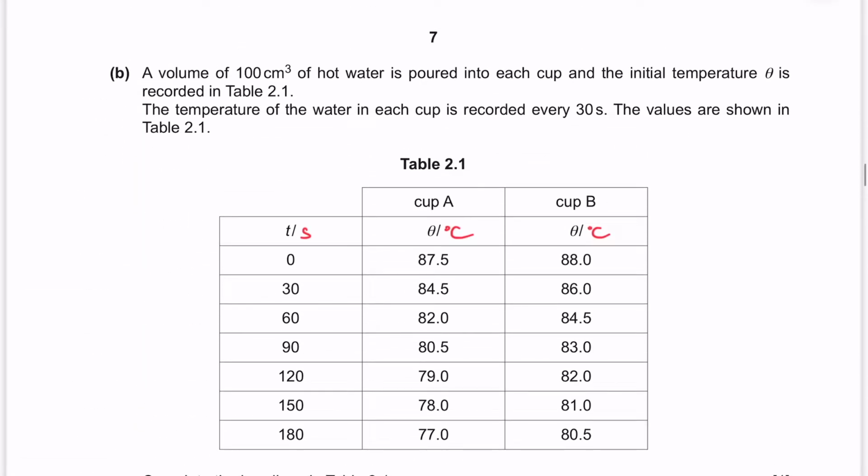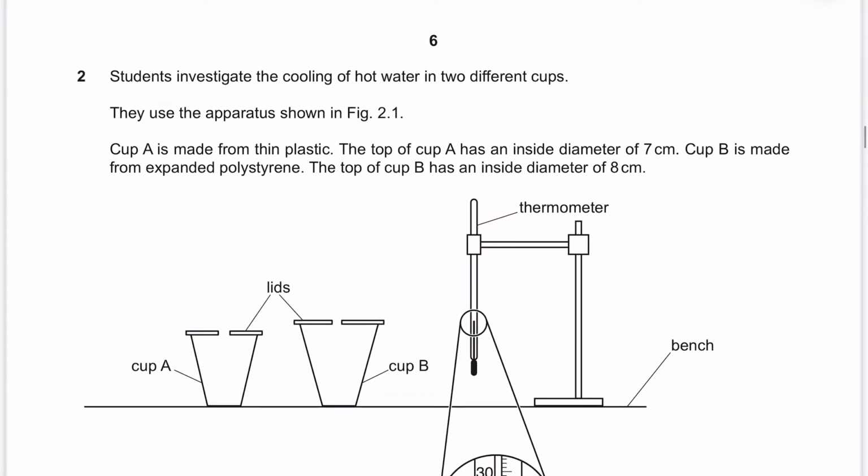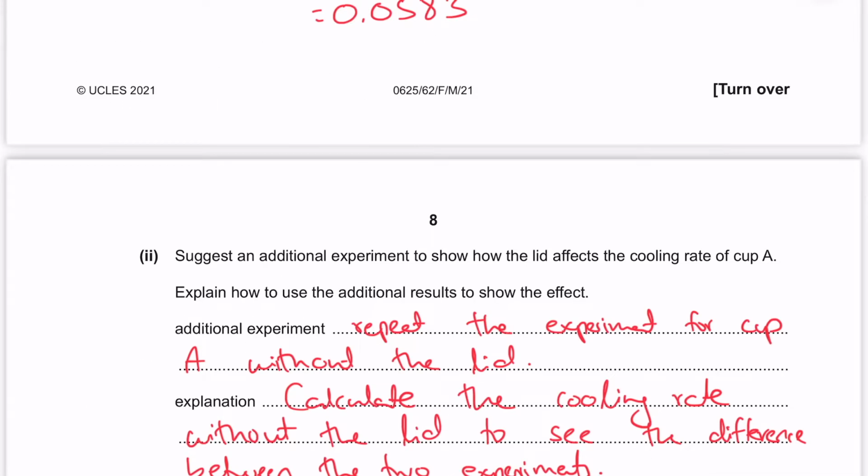We'll repeat cup A because this is what they did. Cup A is made from thin plastic, and cup B is made up of expanded polystyrene. So we wanted to know then, lid was there on both the cups, but the question was how to look at the effectiveness of the lid. So we'll repeat the experiment without the lid and see the difference.